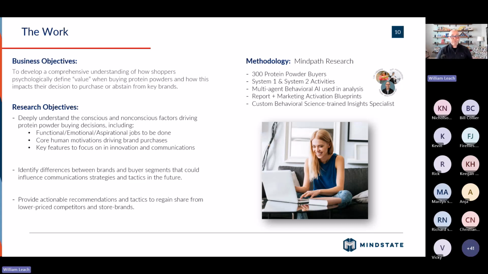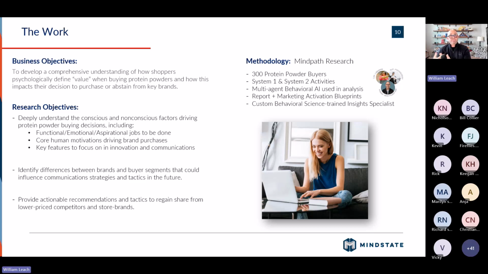The study covered 300 protein powder buyers. A MindPath incorporates both System 1 and System 2 types of methodologies. So we derive data, we use conversational data, but there's also stated data. I think it's a combination of all these that gets us to the best insights. We use the multi-agent behavioral insights perspective that I was telling you about, and we did a full report and marketing activation blueprints, which is really important, because if you want deep, actual insights, we need to guide them using some sort of brand guidelines.